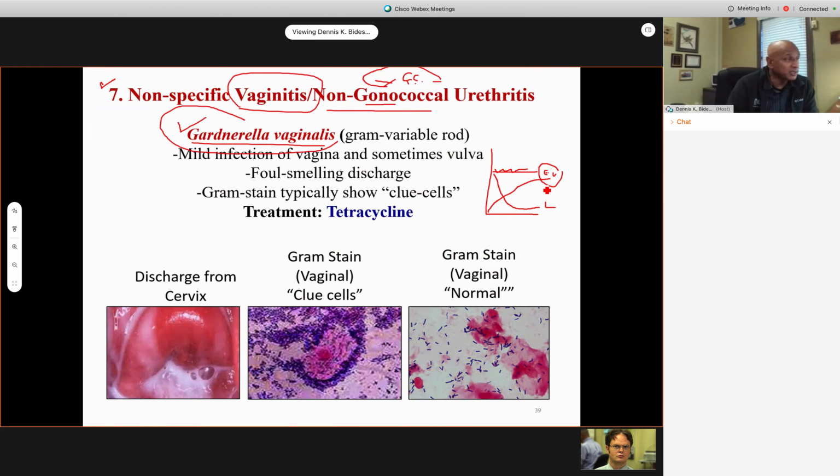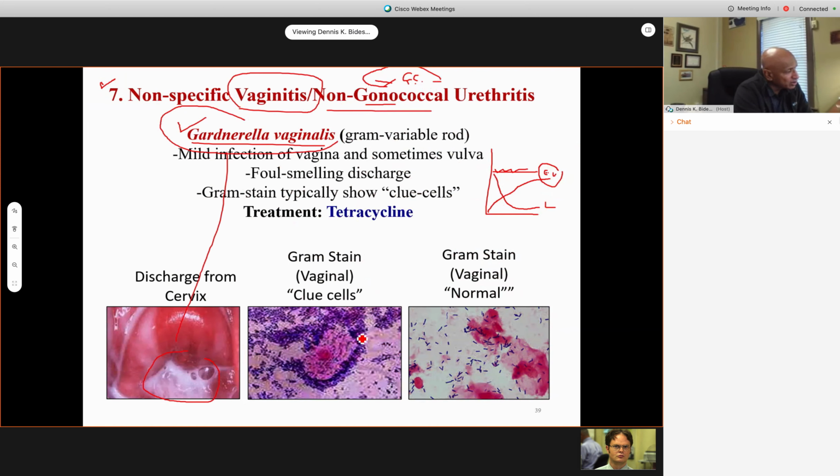Vaginosis is just an imbalance of that flora, but now you have a ton of growth of Gardnerella vaginalis, and that can lead to non-specific vaginitis. So this is what you see. That discharge is similar to what we see for chlamydia, if you recall, all right, foul smelling, but this is caused by Gardnerella vaginalis.